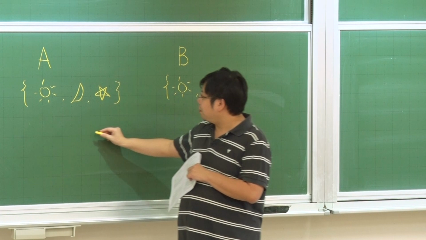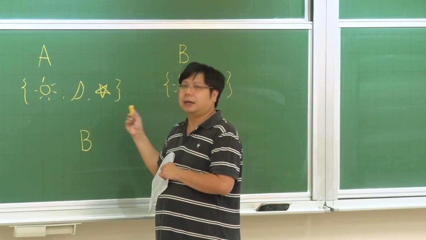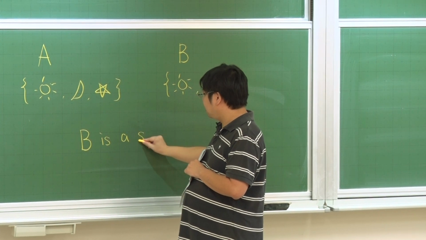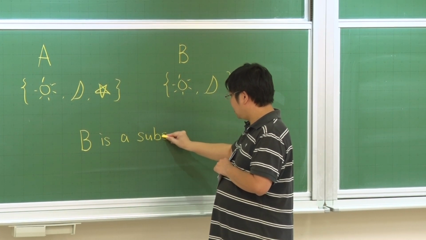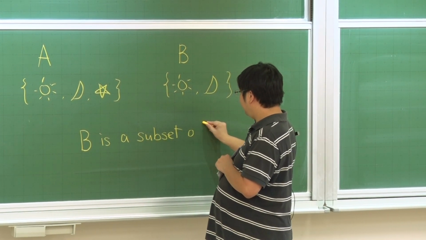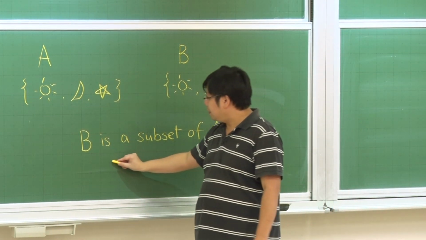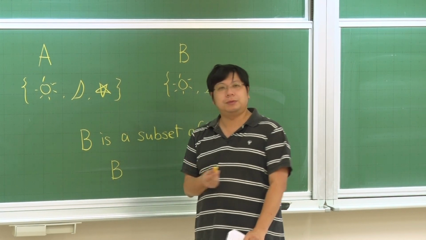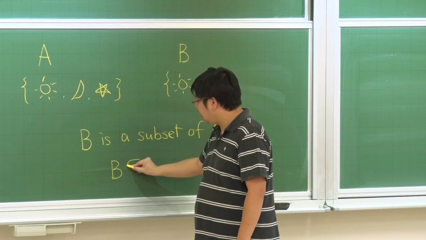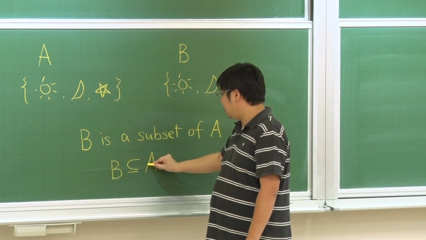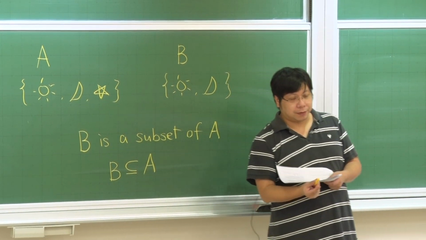In this case, we will say B is a subset of A. Okay? And then for shorthand notation, we will write down something like this: B, a symbol, A. Is that okay? B is a subset of A.